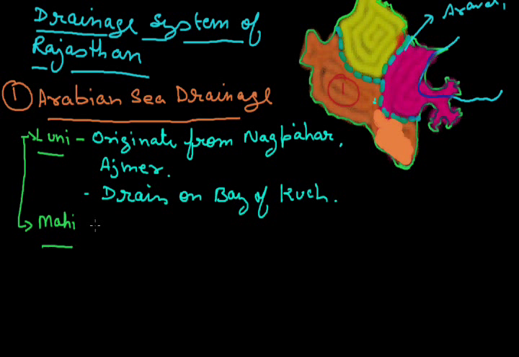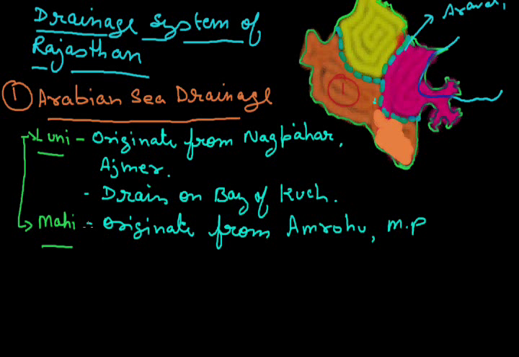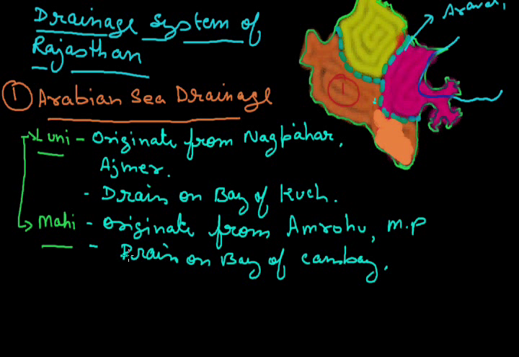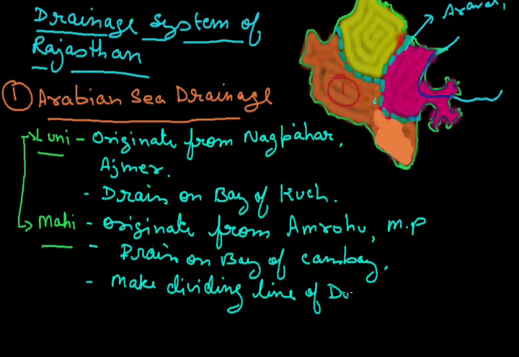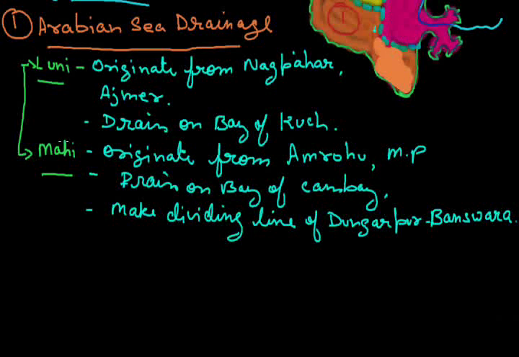The next river is river Mahi. Now river Mahi originates from the place Amrohu. This place is in Madhya Pradesh. Later on this river drains into the Bay of Cambay in Gujarat. This river also plays an important role. It makes the dividing line between Dungarpur and Banswara districts of Rajasthan, their boundaries.